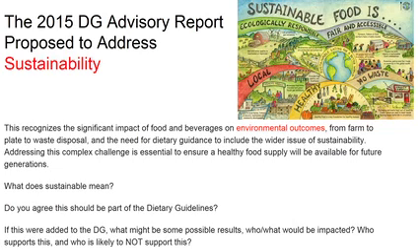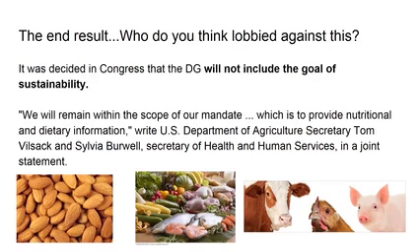If this were added to the dietary guidelines, there would probably be things about maybe meat consumption and its impact on the environment. And that doesn't make everybody in this country happy. So it ended up being quite political. At the end of the day, it was decided in Congress that the dietary guidelines will not include the goal of sustainability. The rationale being, that's not part of our mandate. We're here to provide nutritional and dietary information. This has nothing to do with the environment.